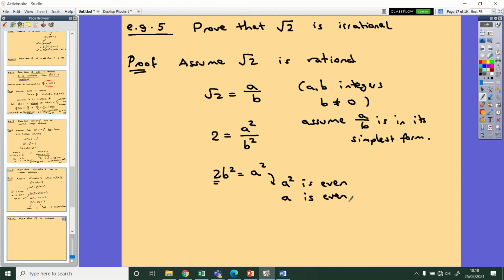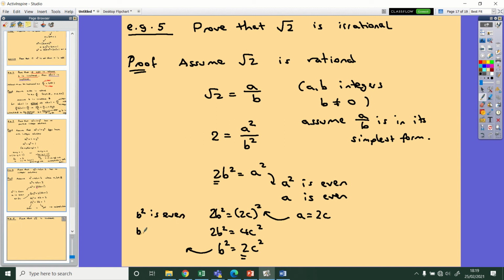is even. That means that a is 2 times c, which means I can then feed it back into the equation. So then I've got 2b squared equals 2c all squared. Now I can write 2b squared equals 4c squared. We can then divide both sides by 2, so b squared equals 2c squared. And then we can play the exact same trick again. I've written b squared as a multiple of 2. That then means that b squared is even. But that means that b is even.